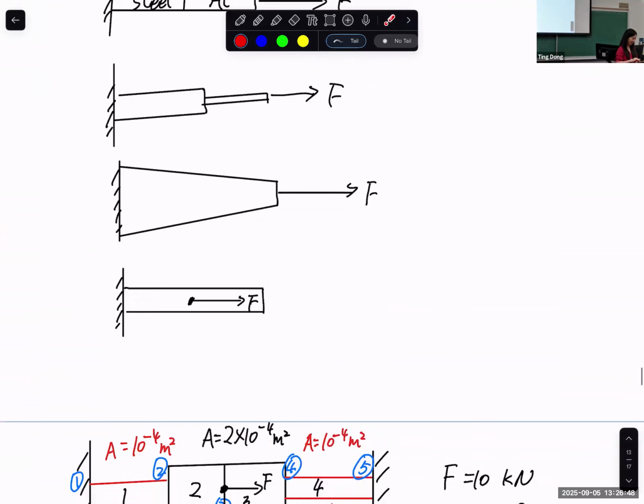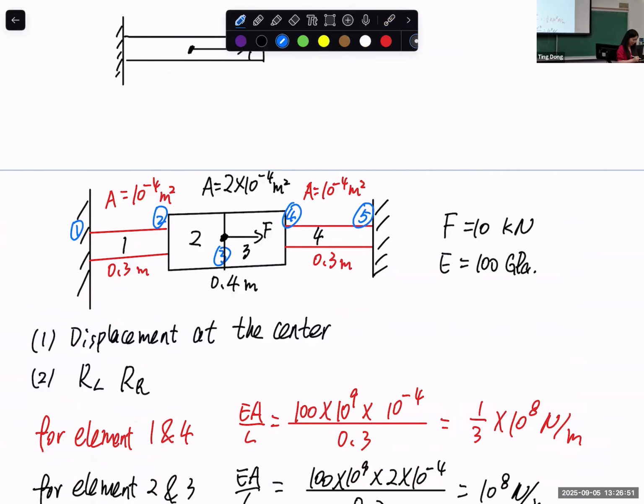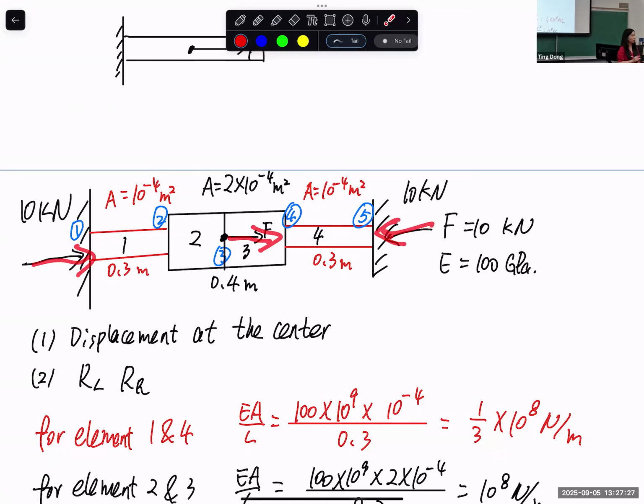Let's write down what you just said: on the left side it should be 10 kilonewtons to the right. The right side should be 10 kilonewtons. This is what you just said, right? But if you use statics, your structure is not in equilibrium. You have 10 kilonewtons to the right, 10 kilonewtons to the right, and 10 kilonewtons to the left. Your structure will accelerate to the right.